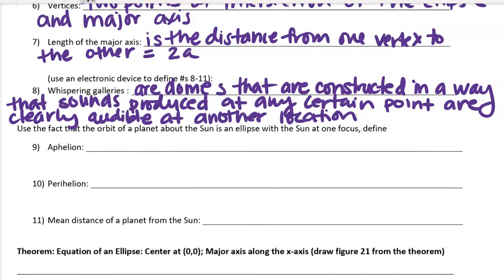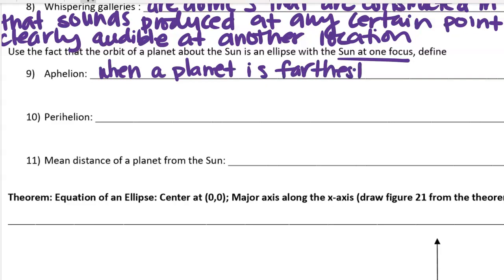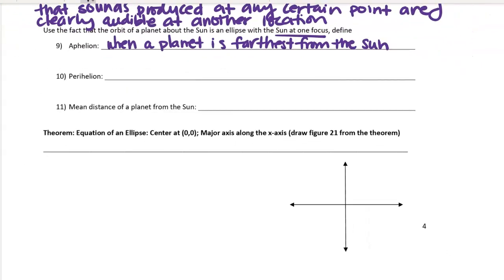All right, next three. The fact that the orbit of a planet about the sun is an ellipse with the sun being at one focus, okay? So aphelion, when a planet is furthest from the sun. And we'll draw a picture to go with that because that's kind of more difficult. So we'll do these three images right here.